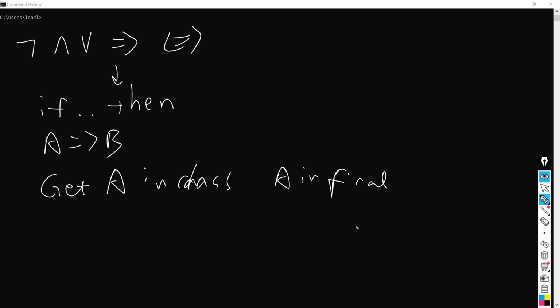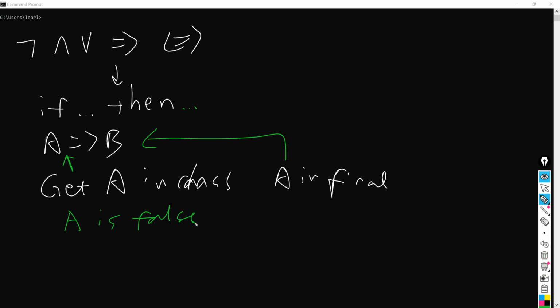So here, A is to get an A in the class. This capital A represents that we get an A in class, and B here is that we get an A in the final. The if-then is: given the condition that A is true, whether or not B can be satisfied. So let's say A is false.